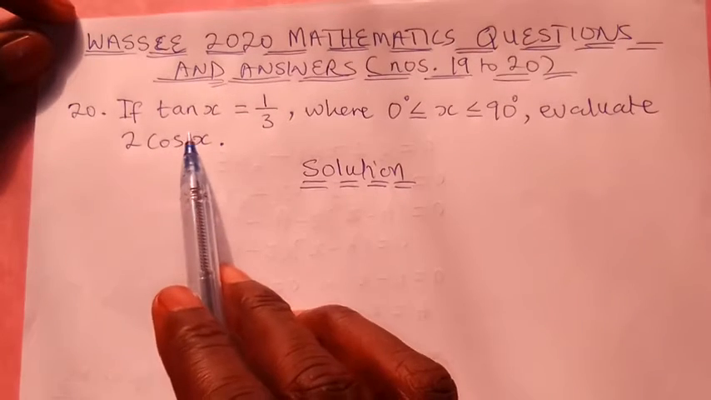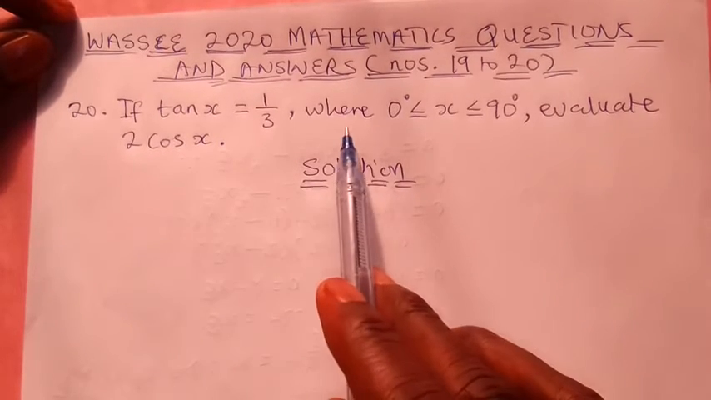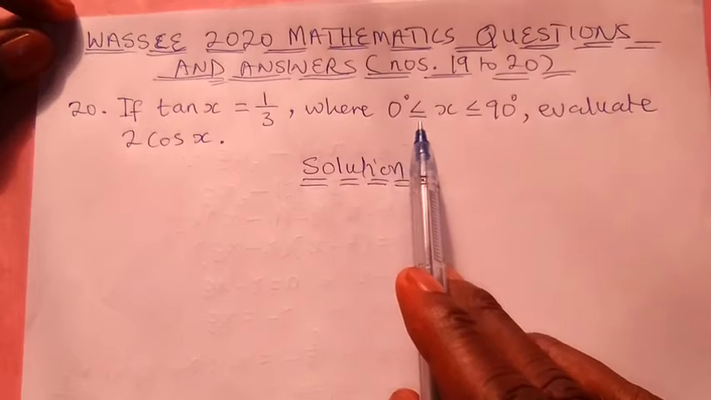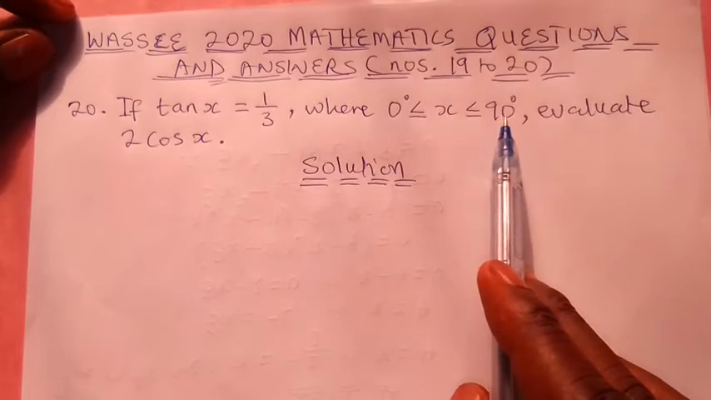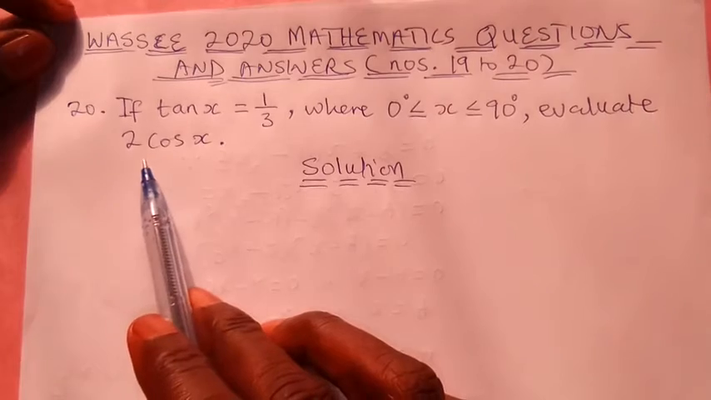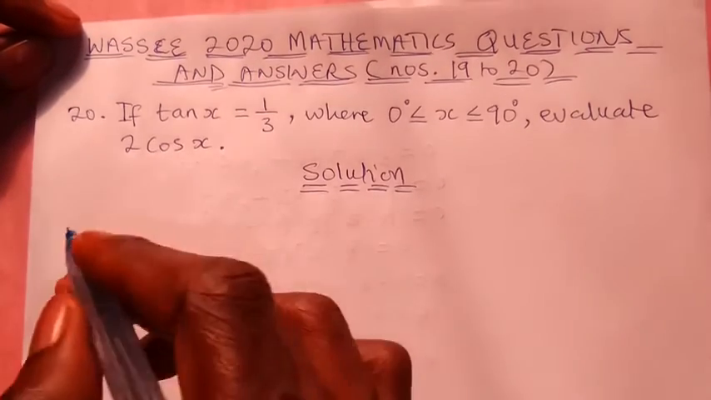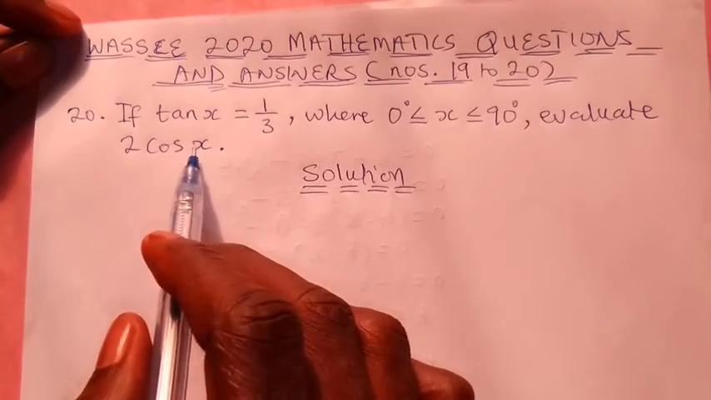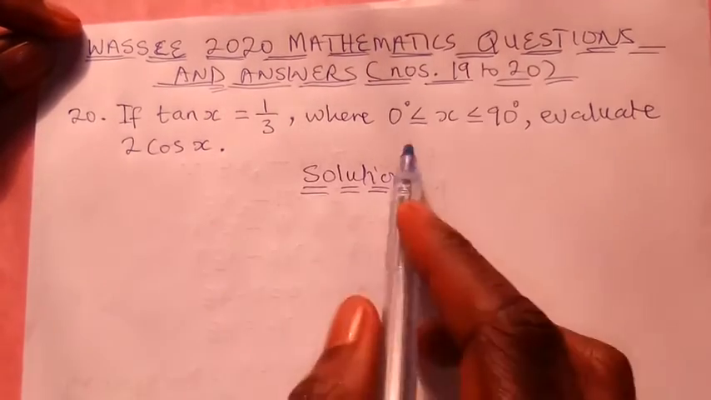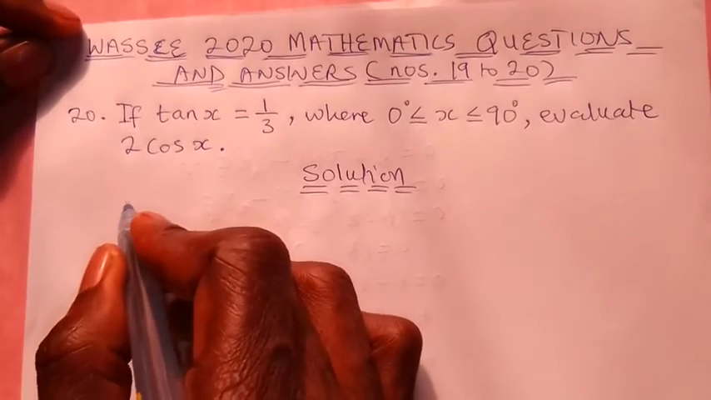Now in this question it says if tan x equals 1 upon 3, where 0 degrees is less than or equal to x less than or equal to 90 degrees, we have to evaluate 2 cos x. Now since you are already aware that we are dealing with trigonometrical ratios, before we do this question, I want to introduce this for you.